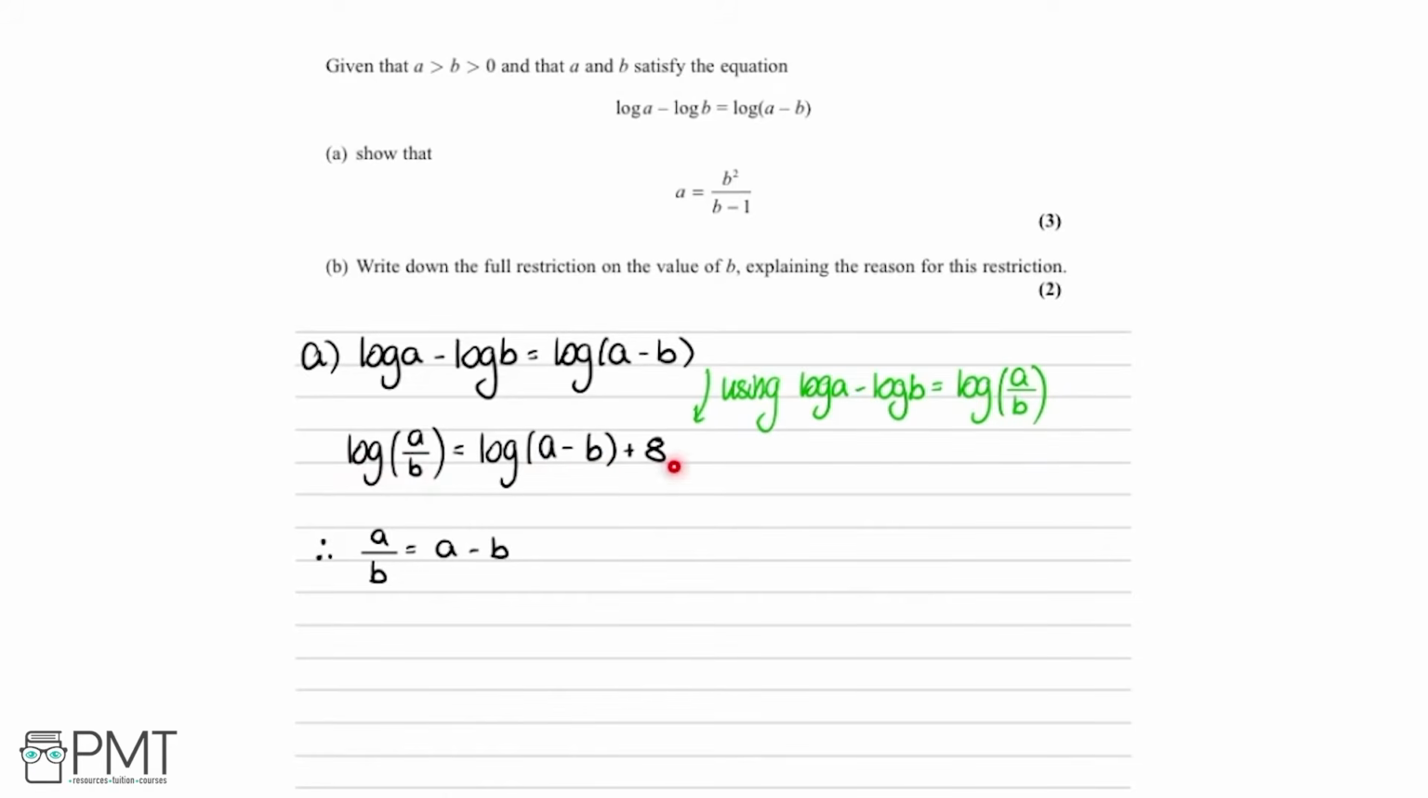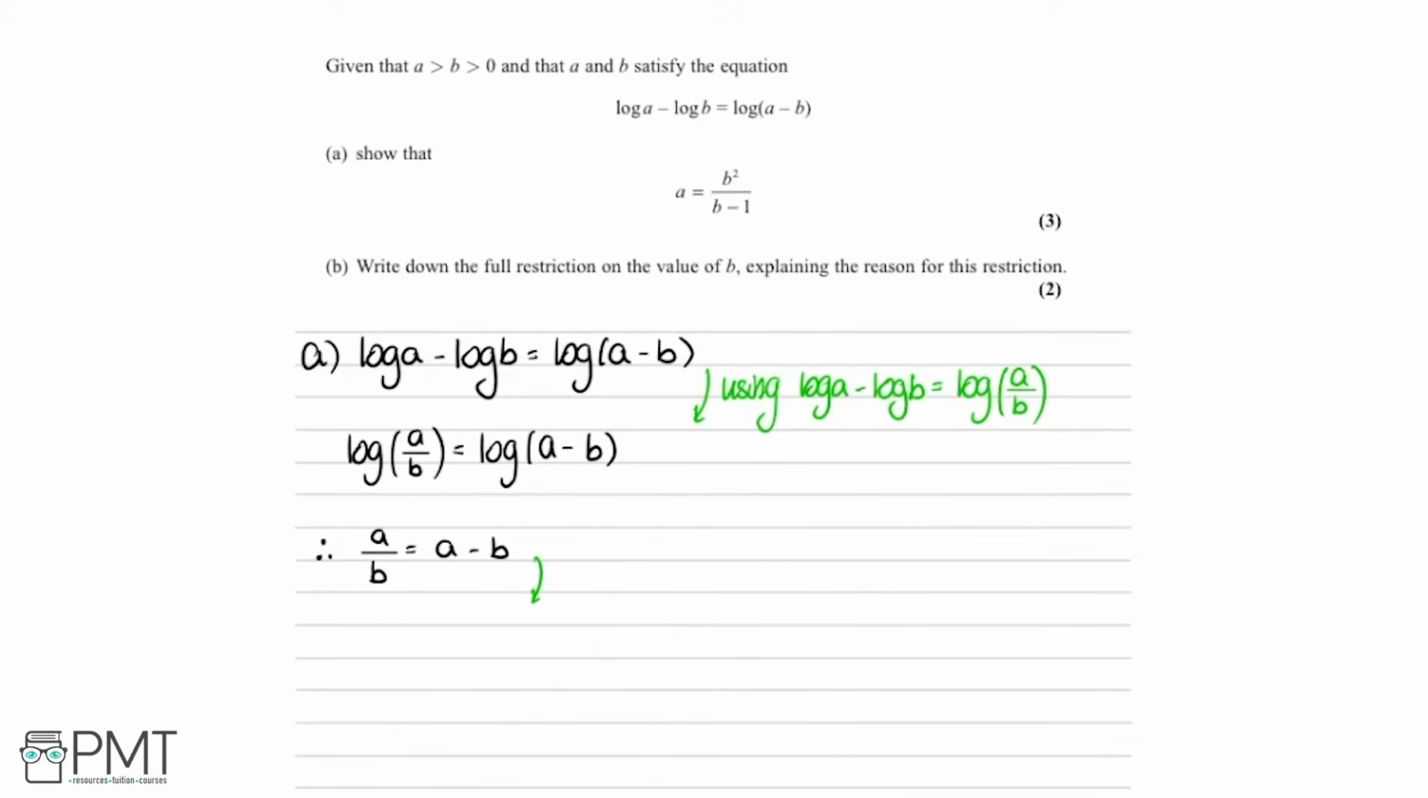On each side, we'd have an extra term here. But the fact that, as you can see here, we've just got log of something and log of something, must mean that it follows that this is equivalent to this. So we can just write a over b equals a minus b.